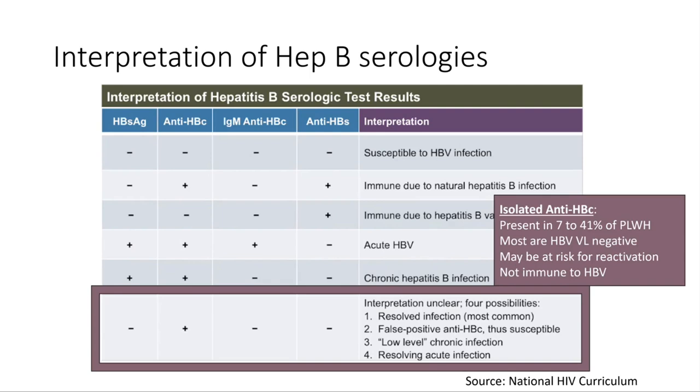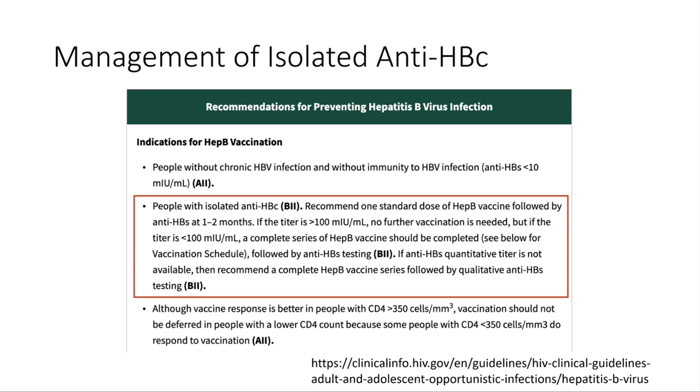So most of these people are Hep B viral load negative per the studies, but they could be at risk of reactivation, especially if they're immunosuppressed in another way, like getting rituximab. And if they don't have the surface antibody, they're not considered immune to Hep B. So per the guidelines, what you should do if you have an isolated Hep B core is give 1 dose of Hep B vaccine and then check your surface antibody titers at 1 to 2 months.